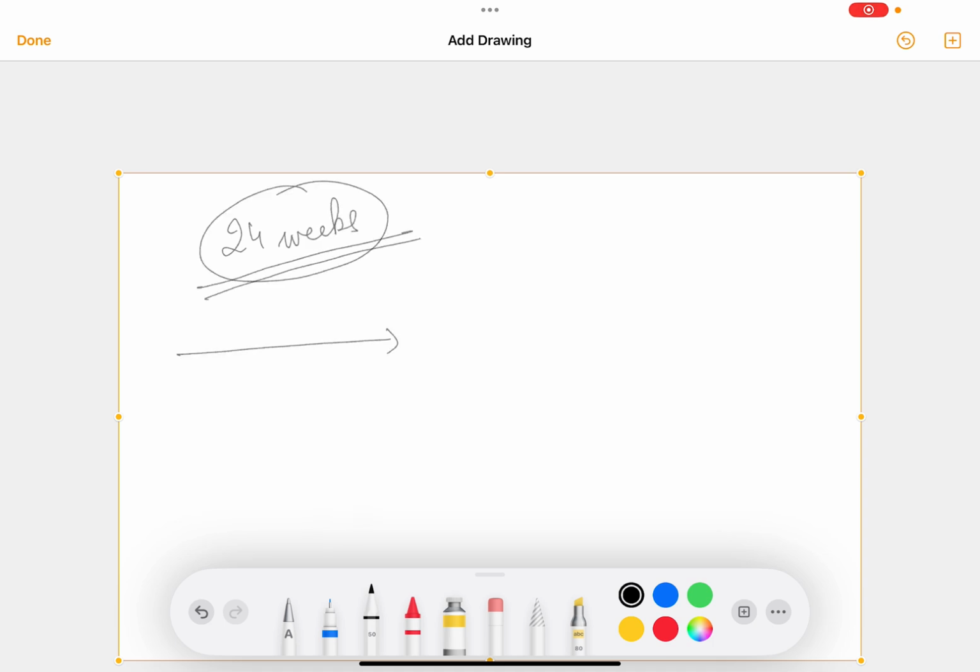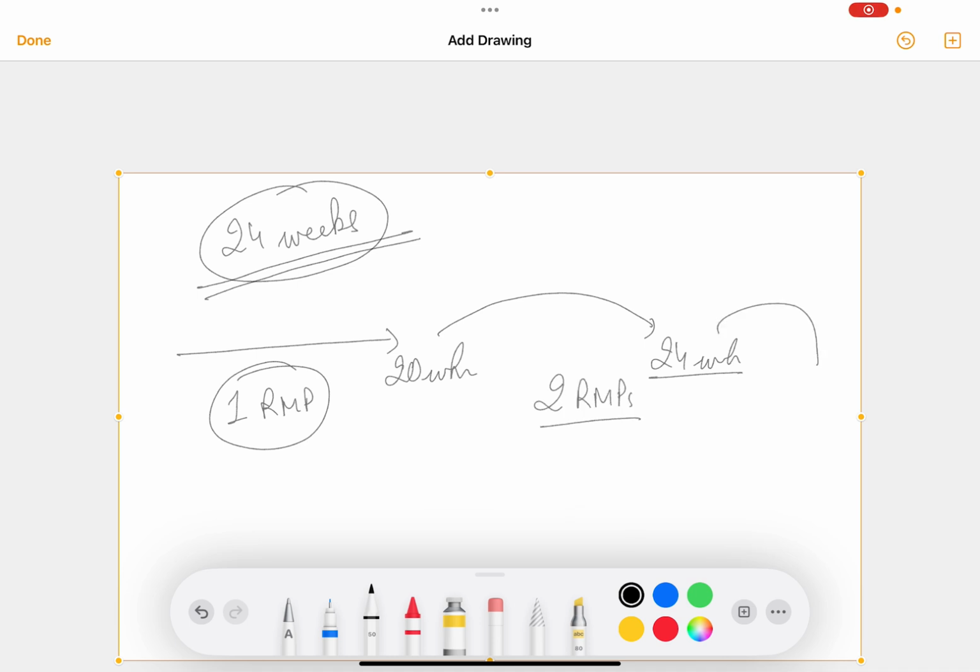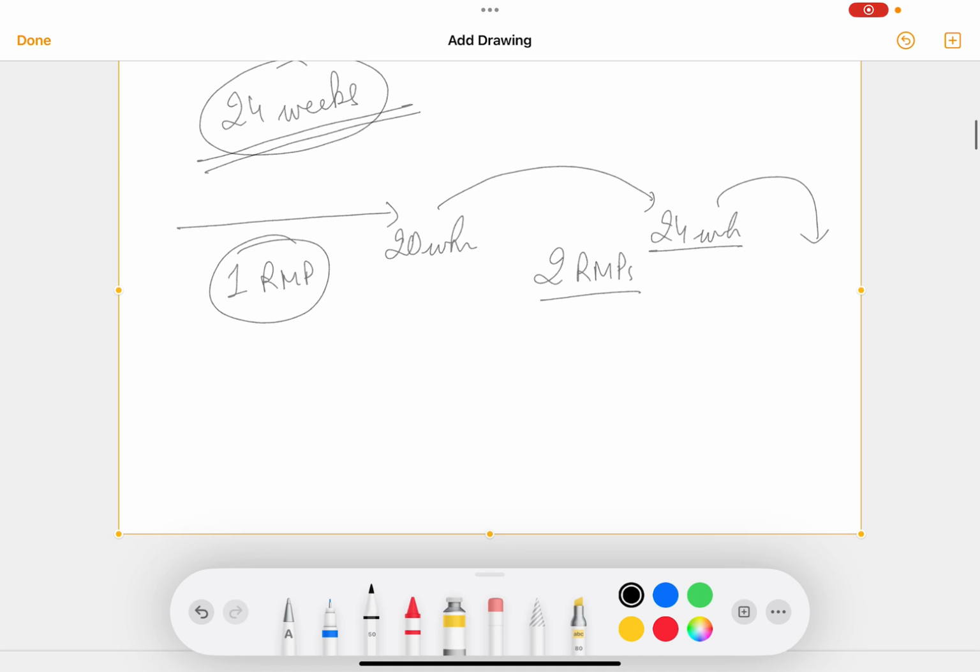Till 20 weeks period of gestation, you need only one RMP, registered medical practitioner, whereas from 20 to 24 weeks, you require two RMPs to be there, whereas beyond 24 weeks of gestation, you need a medical board. A medical board consists of four doctors.